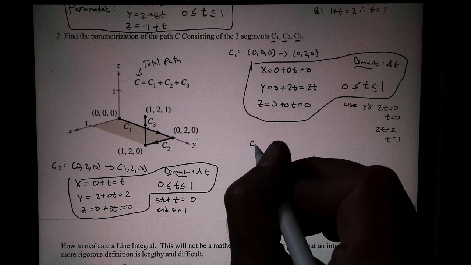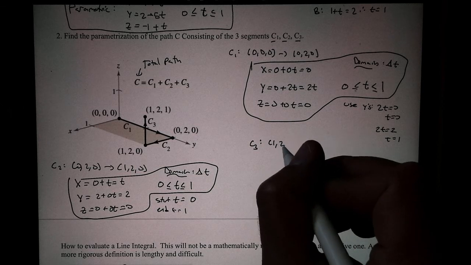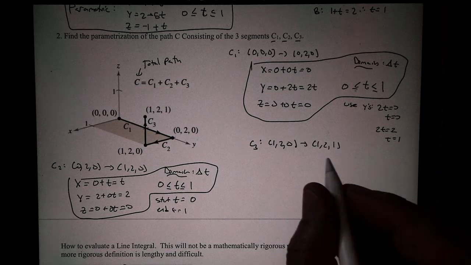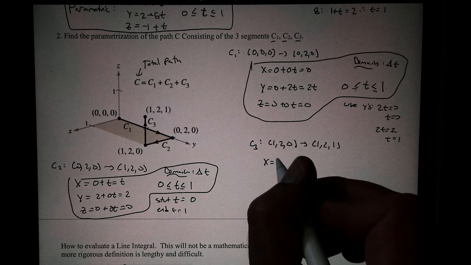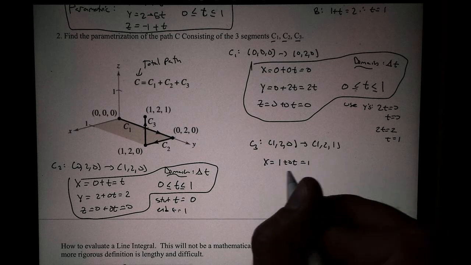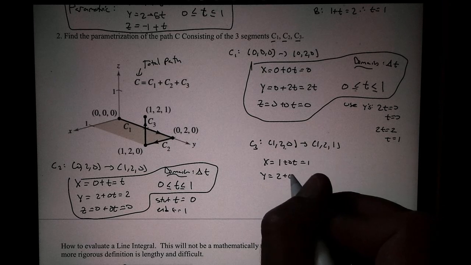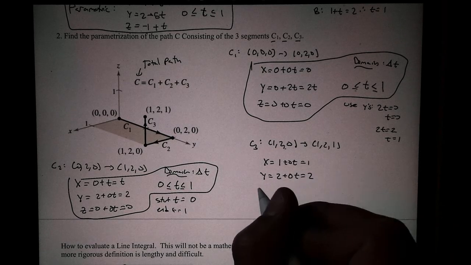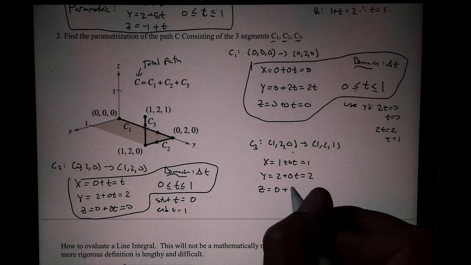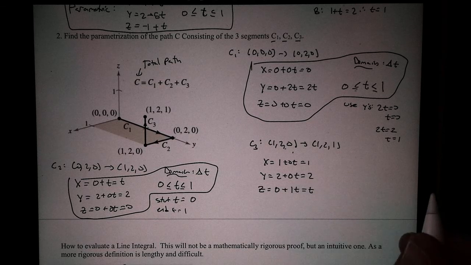C3: we're going to start here at (1, 2, 0) and head up to (1, 2, 1). To get my x's, I'm starting at 1, but I'm not increasing my x's, so plus 0t, and that's just going to be 1. My y's, starting at 2, I'm not increasing my y's any, so that's plus 0t, and that's just going to be 2. This time my z's, though, start at 0, but I'm increasing it by 1t. That's like my slope for the z's, and that's just going to be t.